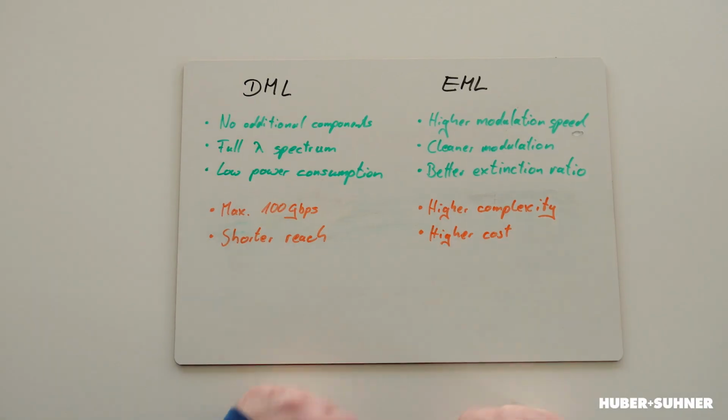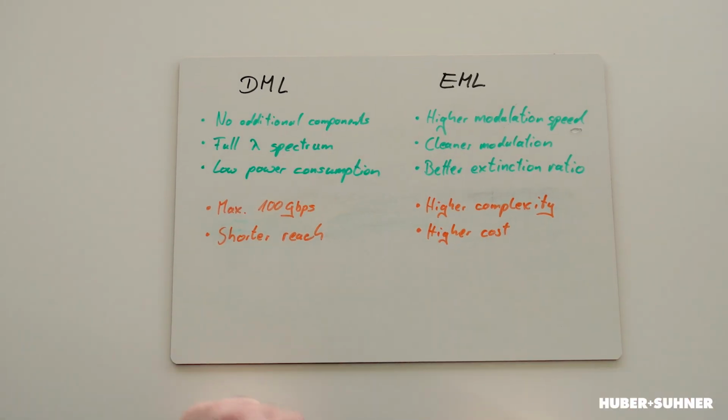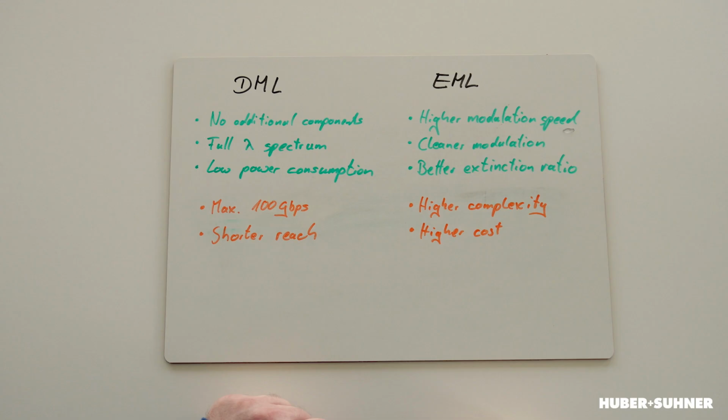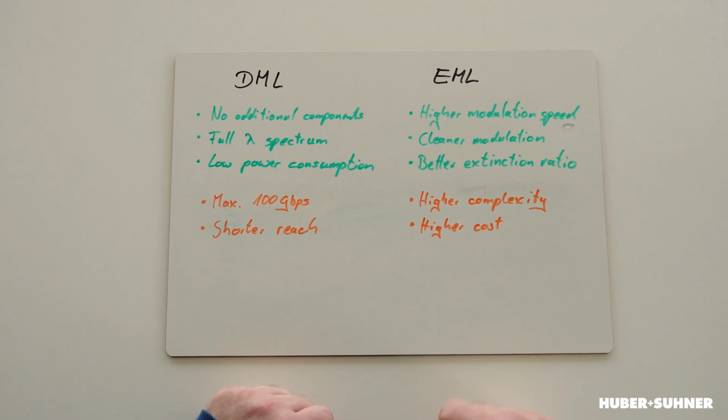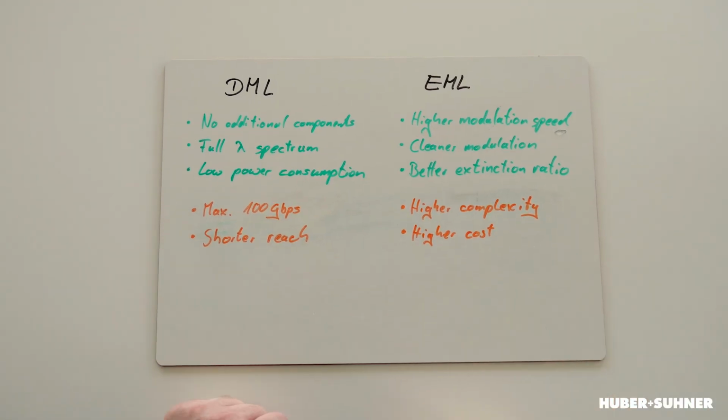On the other hand, the EML is for higher modulation speed and the signal quality is much better, but it has higher cost and it adds more complexity to the system.